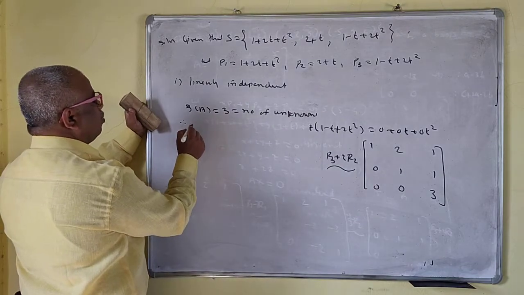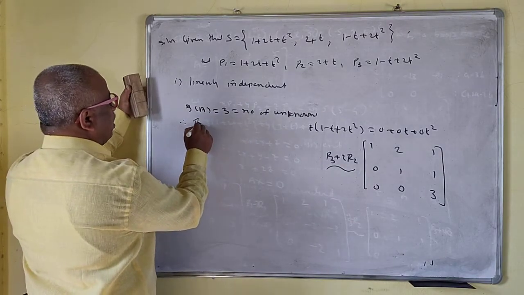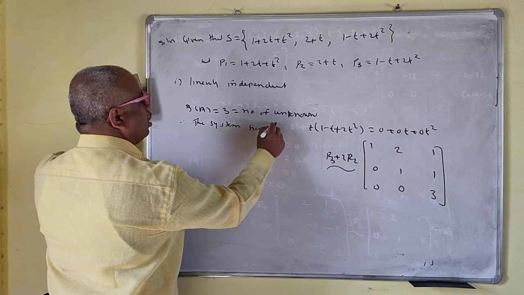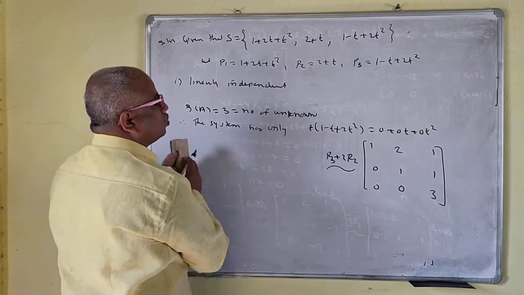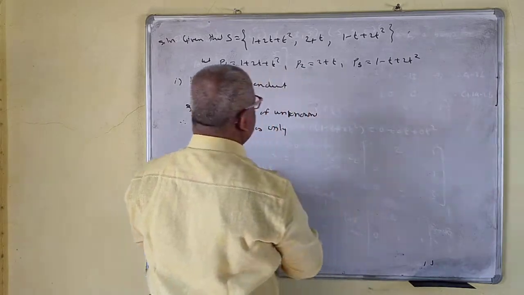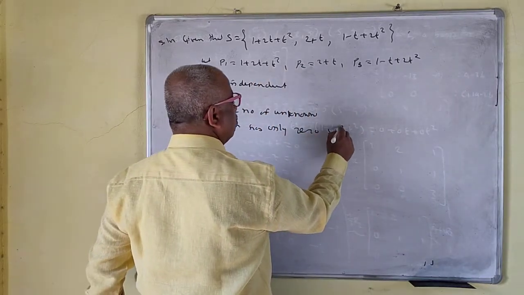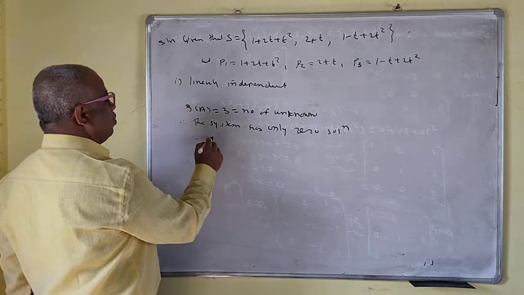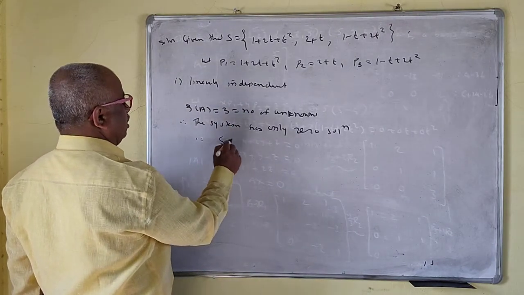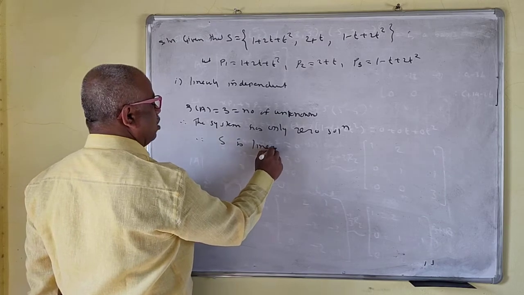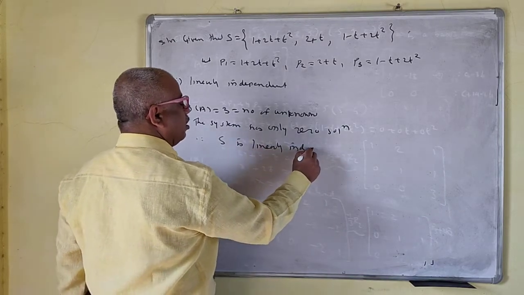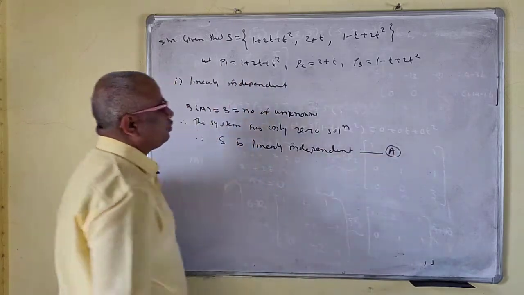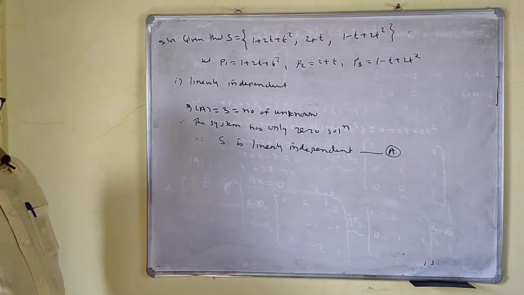Okay, so therefore the system has only the zero solution. Therefore, S is linearly independent. We call this A now.